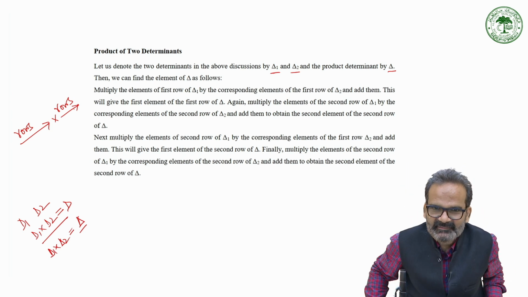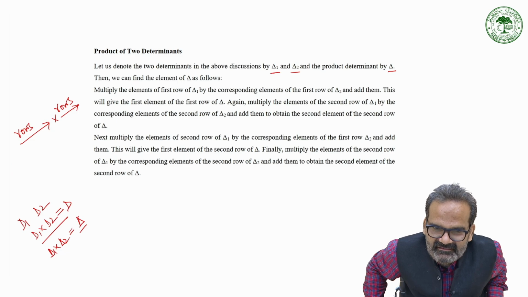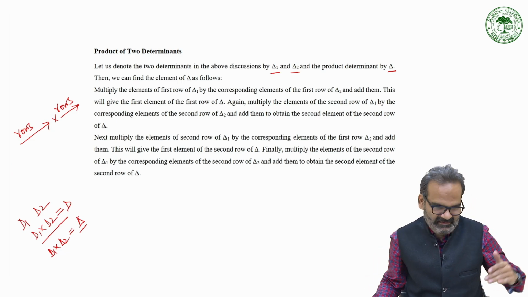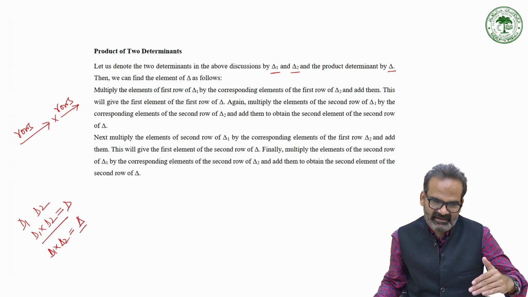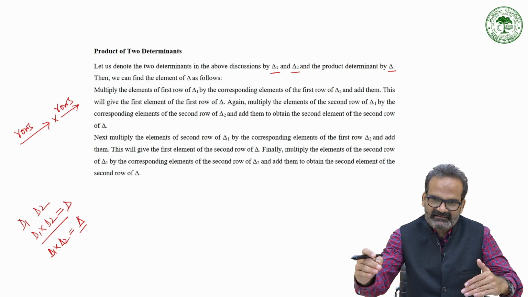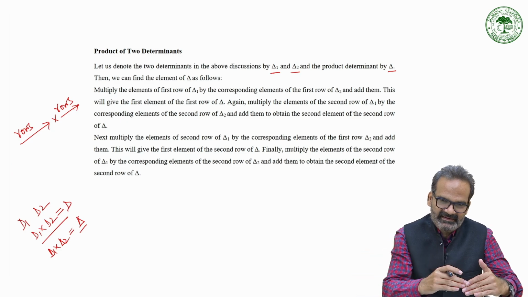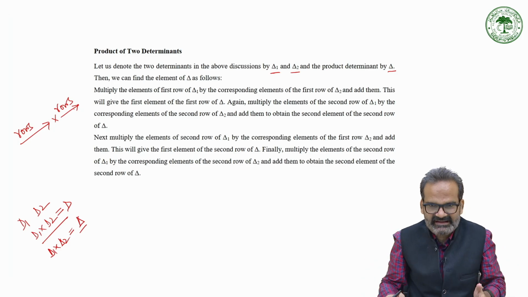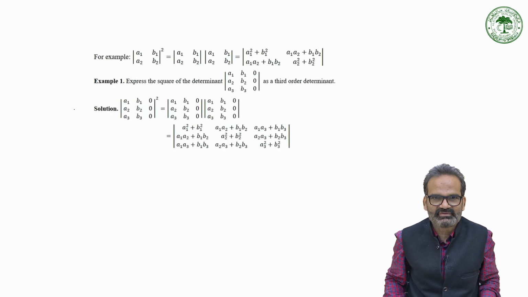Next, multiply the elements of the second row of delta 1 by the corresponding elements of the first row of delta 2. Take the second row of the first determinant, multiply it with the first row of the second determinant, then with the second row of the second determinant, and so on. By carrying out this process, you can proceed as usual.